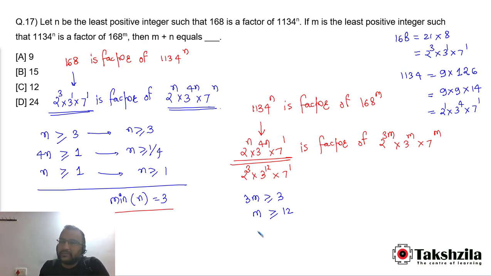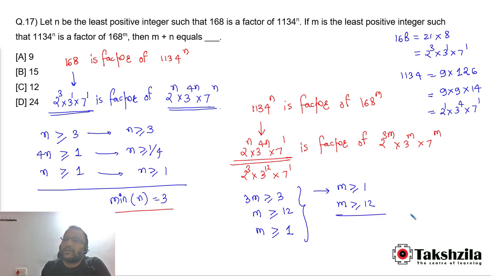Power of 7 in the second number should be greater than or equal to power of 7 in the first number. So if we solve all three of these, we get m is greater than or equal to 1 and m is greater than or equal to 12. We need to satisfy both of these conditions.